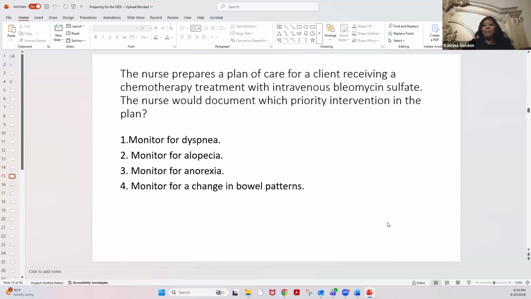All right. The nurse prepares a plan of care for a client receiving a chemotherapy treatment with IV bleomycin sulfate. The nurse would document which priority intervention in the plan? So, monitor for dyspnea, monitor for alopecia, monitor for anorexia, or monitor for a change in bowel patterns. I would say monitor for dyspnea. Okay.